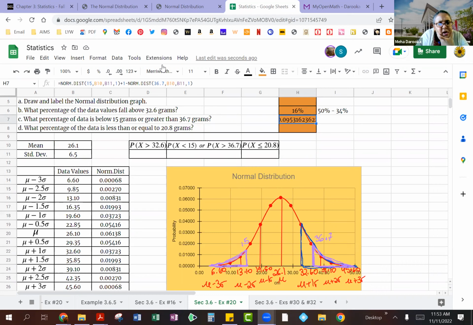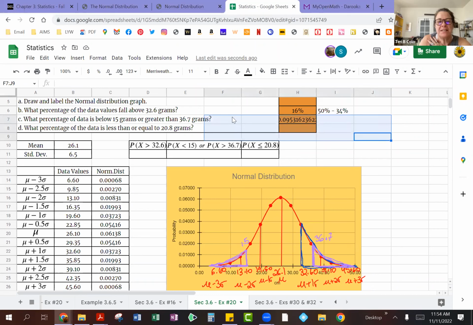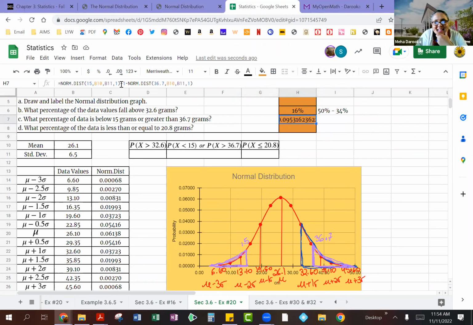Terry, what are those numbers? Just your z-score? I put them in the graph. The mean of 26.1, the standard deviation 6.5, and then the above and below on that chart you just shared with us. And then I put above 36.7.